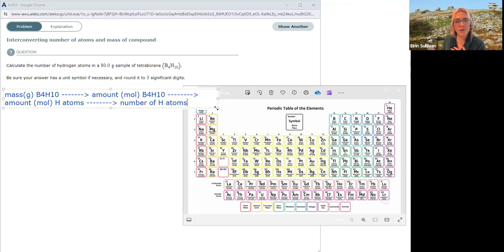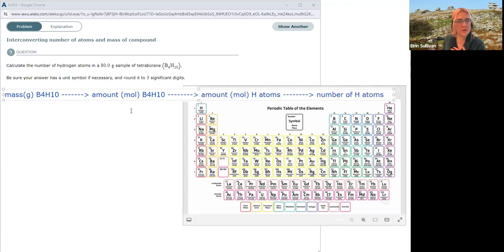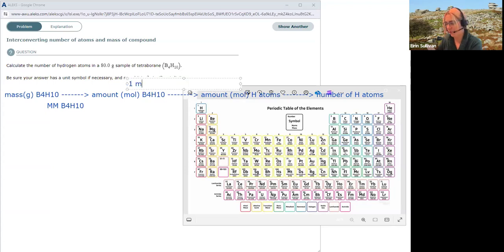So which unit conversions do we need to gather together? We need to get the molar mass of B4H10, right? So tetraborane. And then we need to get a mole ratio between the number of moles of B4H10 and the amount in moles of H atoms. So we can get that just from looking at the chemical formula, right? For every 1 mole B4H10, that contains 10 moles of hydrogen atoms, okay? And then lastly, to get between the amount of hydrogen atoms and the number of hydrogen atoms, that's an Avogadro's constant problem.